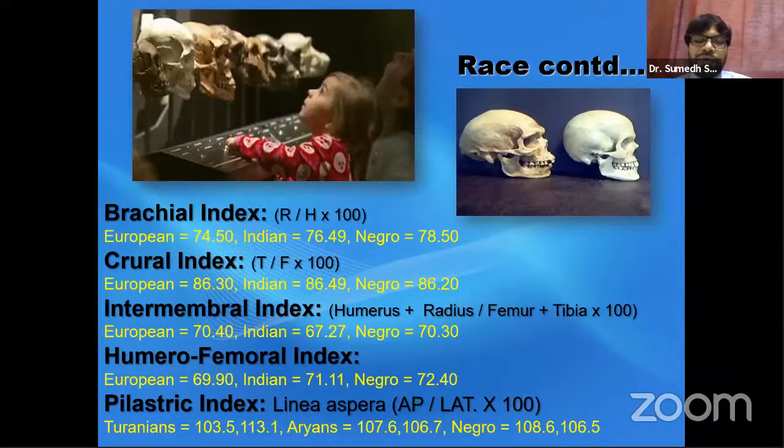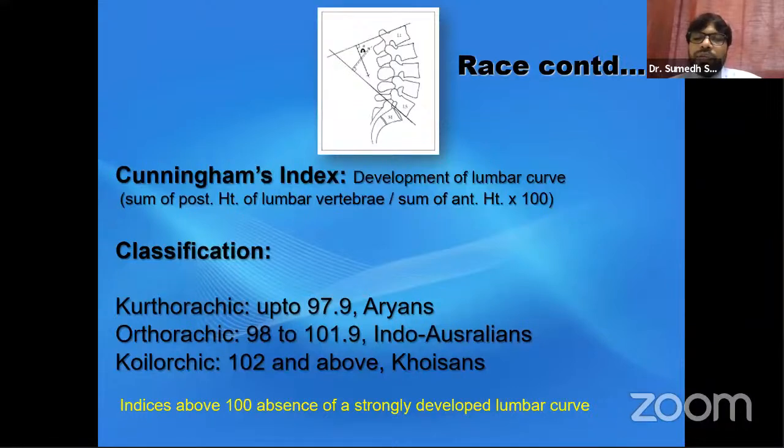So there is a slight difference between Turanians, Aryans, and Negroids. These are the various ethnic origin representatives, and they show slight differences in these indices. Then there is one more index that is called Cunningham's index, that is the development of the lumbar curve. How is the index calculated? Sum of the posterior height of lumbar vertebrae to the sum of the anterior height of the lumbar vertebrae multiplied by 100. That is called Cunningham's index.